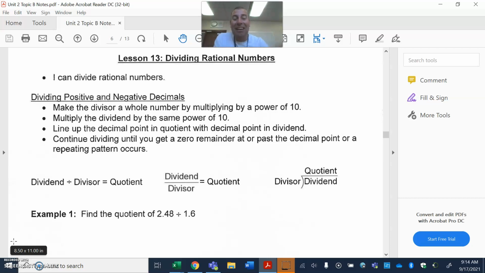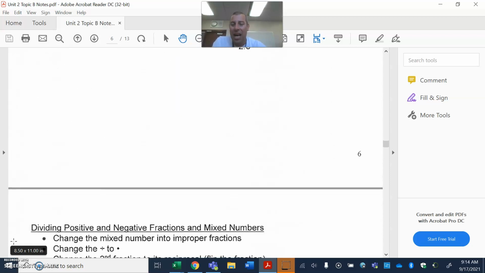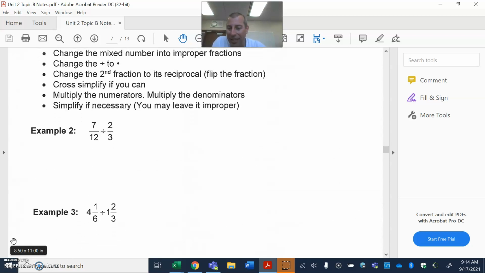Hey, lesson 13, everyone, dividing with rational numbers. So like we said yesterday, the decimals, yeah, wave goodbye, all right? We don't divide with the decimals. We do with our fractions. Oh my, do we ever with our fractions. So that's what we're going to focus our attention on. Let's get into it here.